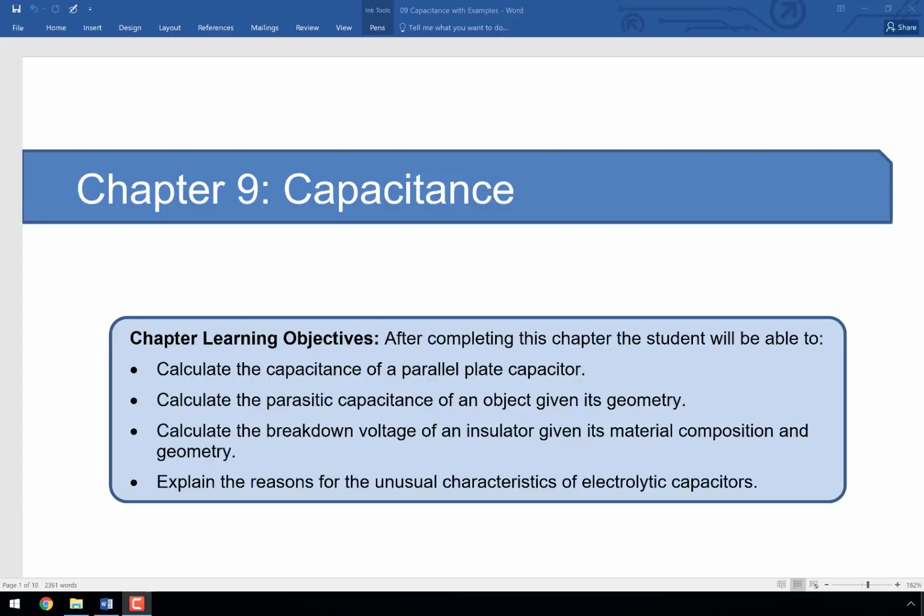We're also going to talk about the breakdown voltage. What causes an insulator to fail? What causes an insulator to effectively become a conductor? And how can we calculate the voltage at which that's going to happen? And then we're going to talk about electrolytic capacitors. It turns out that electrolytic capacitors are special. They're special in a couple of ways, one of which is good and one of which adds extra challenge. We're going to understand how it's special in those two ways.